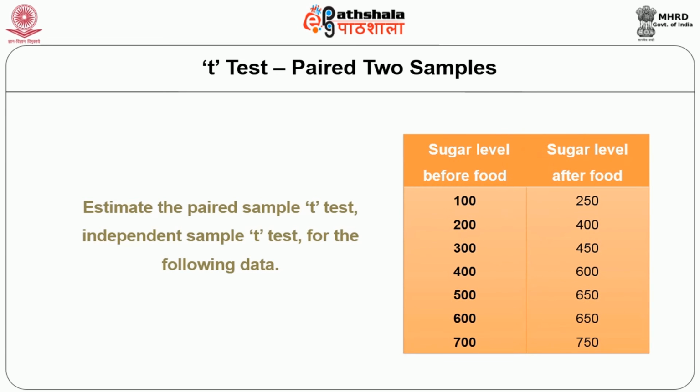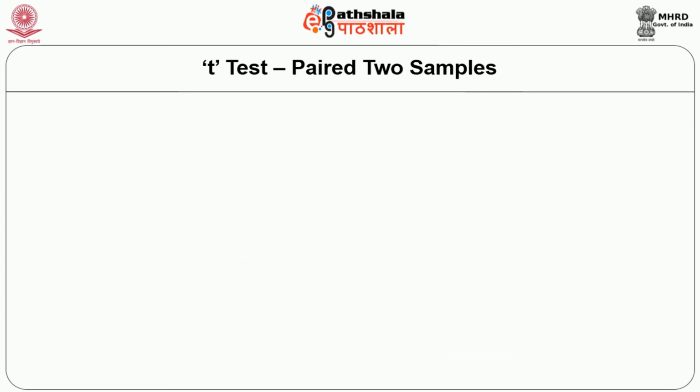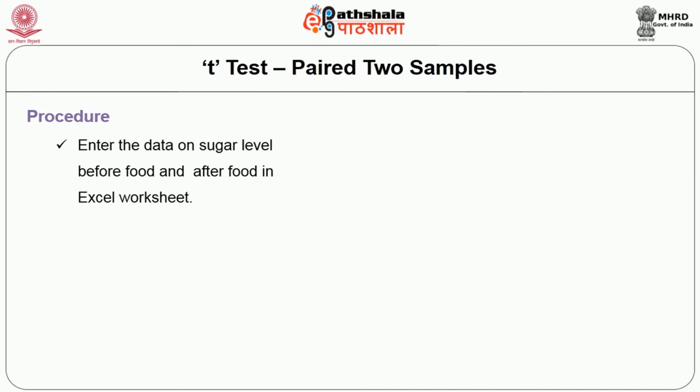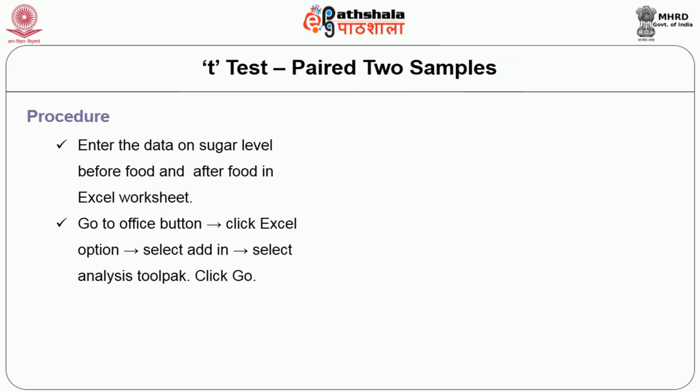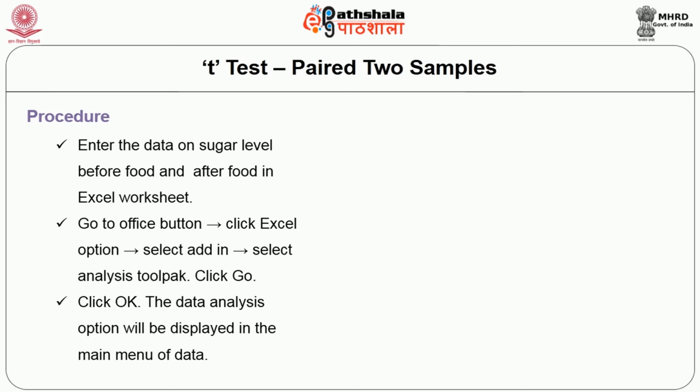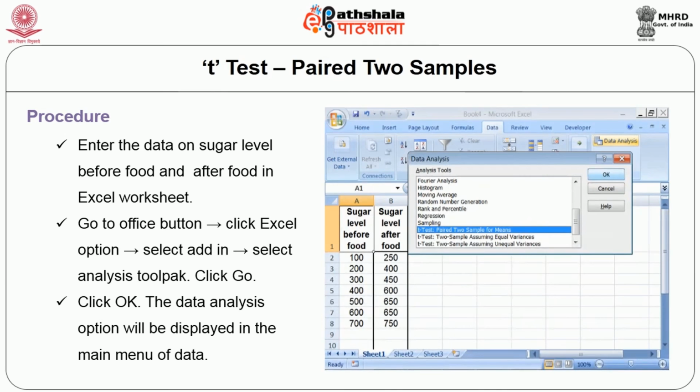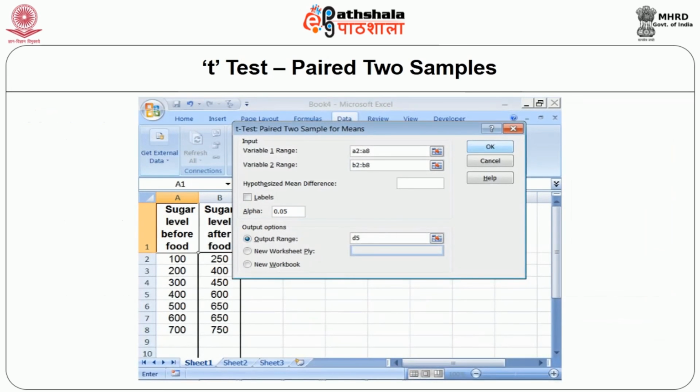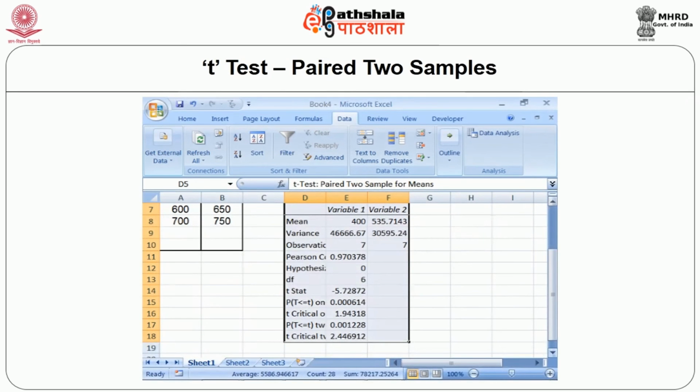Next we can perform the t-test in the data analysis option in Excel. Estimate the paired sample t-test and independent sample t-test for the following data. Procedure: enter the data on sugar level before food and after food in the Excel worksheet. Go to Office button, click Excel options, select add-ins, select analysis toolbar, click Go, click OK. The data analysis option will be displayed in the data main menu. Click data analysis, select t-test paired two sample for means, click OK. Give the variable 1 range as A2:A8, for example. Give the variable 2 range as B2:B8 and give the output range as C1. Click OK. The output will be displayed in the output range.